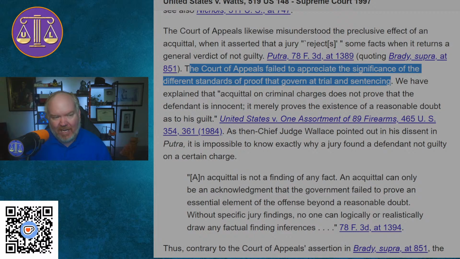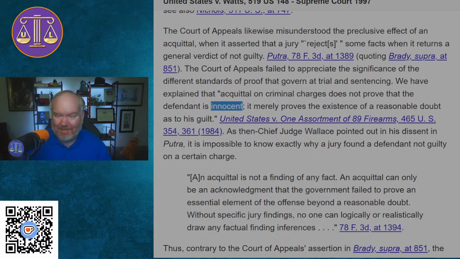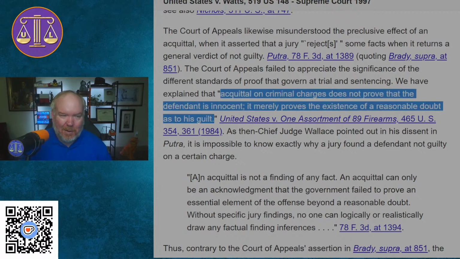We explained that an acquittal on criminal charges does not prove the defendant is innocent. It merely proves the existence of reasonable doubt as to guilt. Oh, so an acquittal does not prove innocence. Yeah, it just means they didn't find you guilty beyond a reasonable doubt. It doesn't mean that you're innocent, silly person. That's a dumb thing to think.